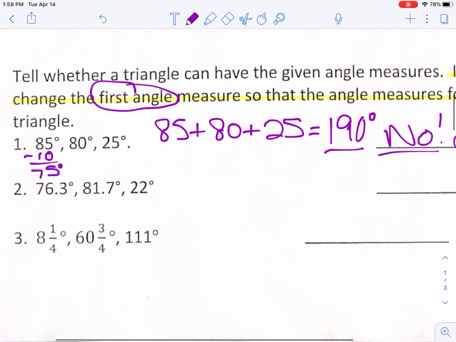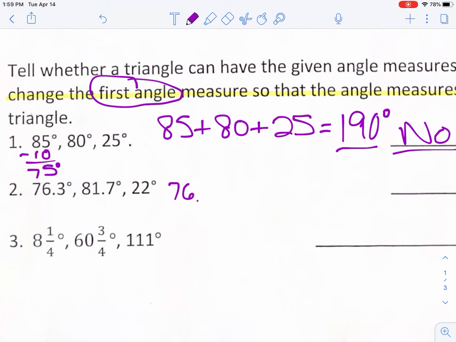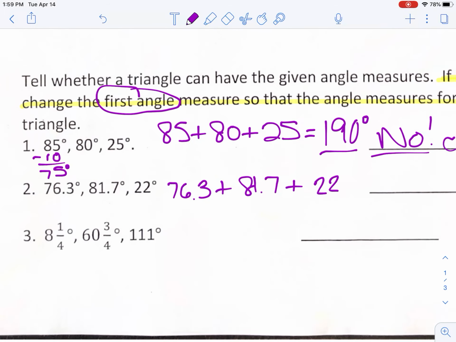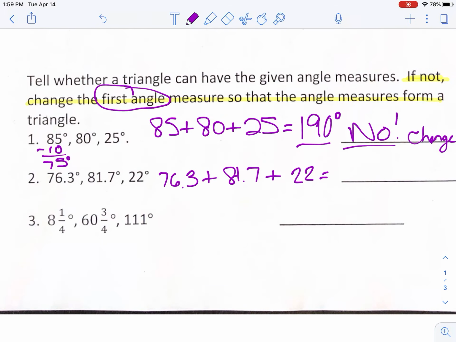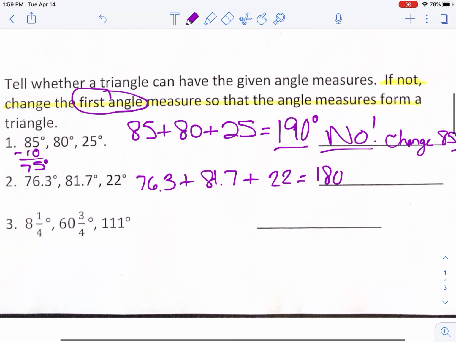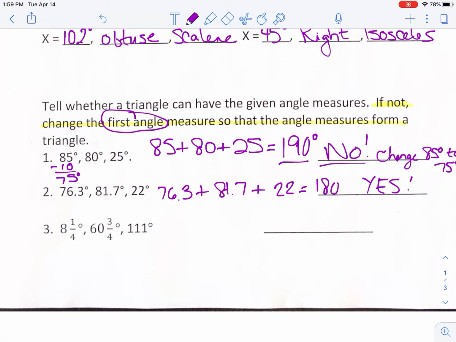Okay, let's add up number two and see if we can get 180 degrees. 76 and 3/10 plus 81 and 7/10 plus 22 degrees. Add those all up and it does equal 180 degrees. So yes, those three angles will form a triangle.